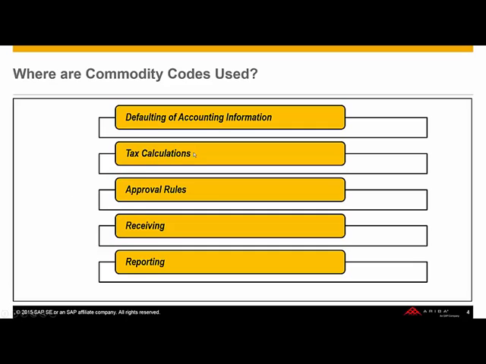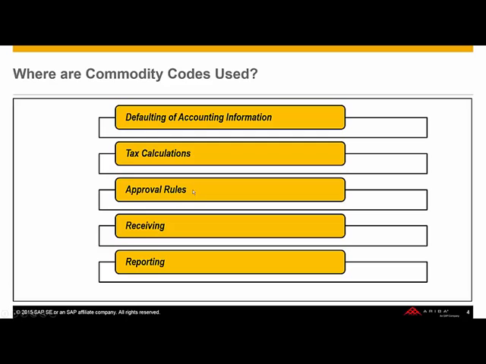Secondly, commodity codes are used in tax calculations. Out of the box, when an incoming invoice gets into Ariba, the system will look at the ship from, where are the goods coming from, the ship to, where are they being sent, and the commodity code. And it will primarily use those 3 fields to calculate expected tax. We will then compare that to what was sent on the invoice, and if the expected tax does not match what was sent, we will flag a discrepancy.